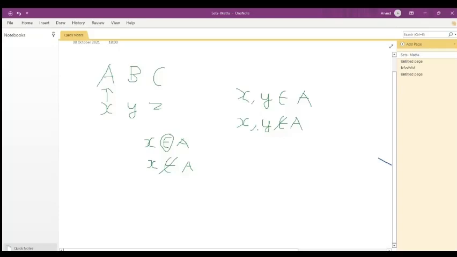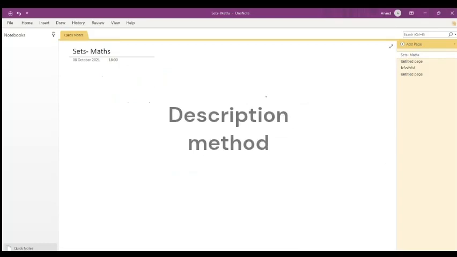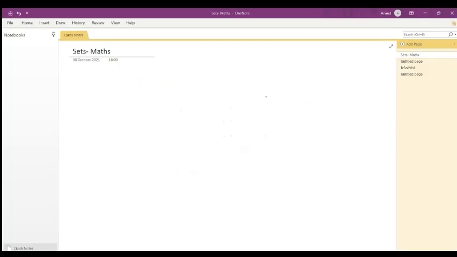Now we will see the different ways to represent a set. There are three methods to represent a set. They are known as the description method, the roster method, and the rule method.